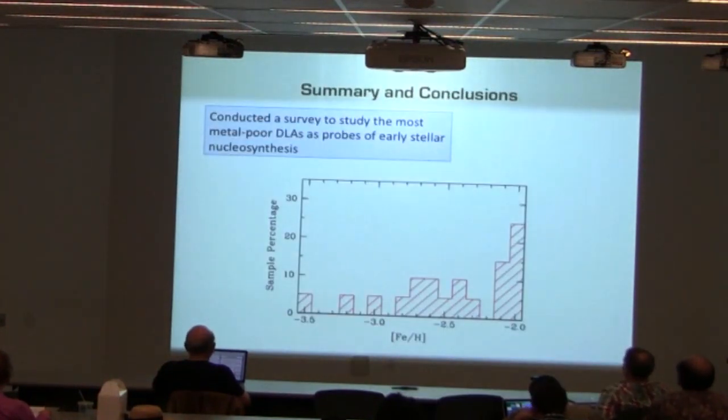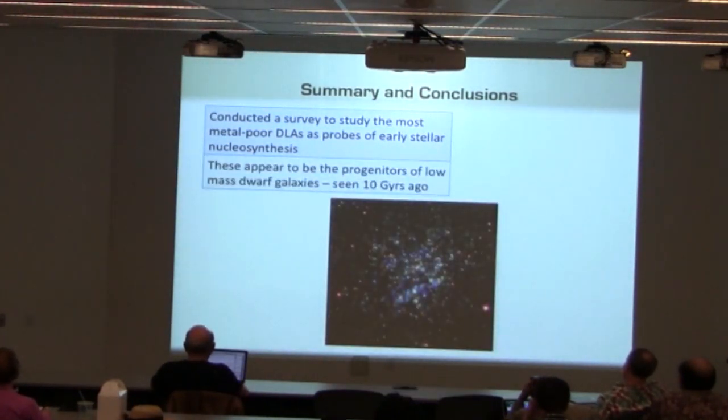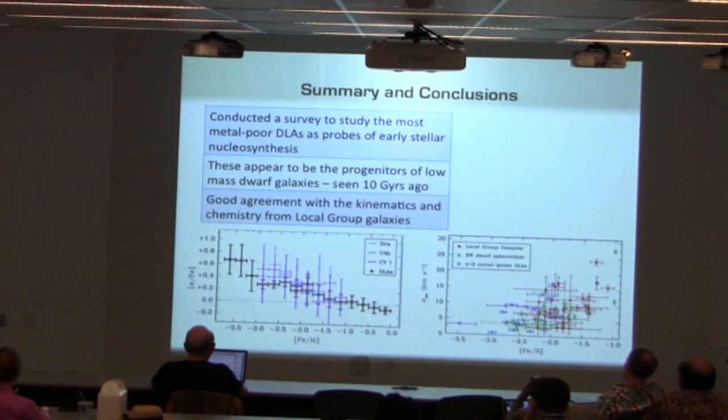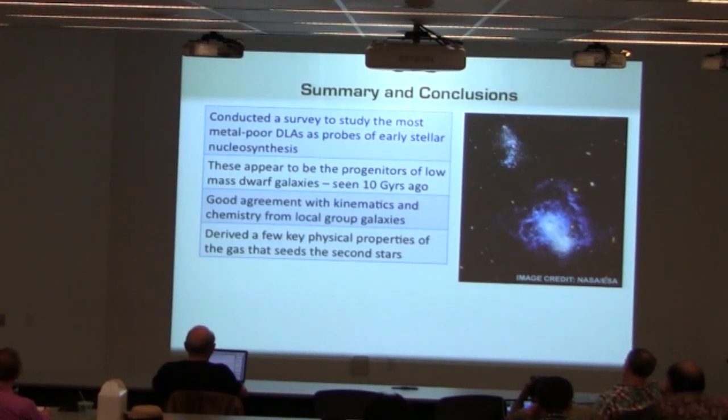So I'm going to just quickly wrap up and just highlight some of the main points that I talked about today. First of all, we conducted a survey to find some of the lowest metallicity neutral gas clouds at high redshift. We believe that we found potentially the progenitors for the dwarf galaxies at these redshifts, such as Boötes I, which I showed you earlier. You find good agreement between both the chemistry and the kinematics of the dwarf galaxy population and the high redshift DLAs. Some of the key physical properties for these second generation stars or early star populations are encoded in this gas.